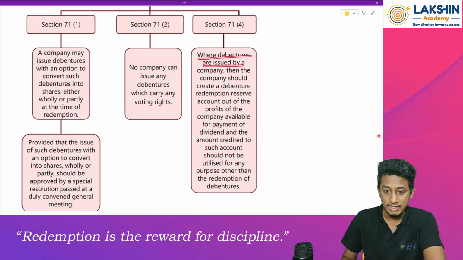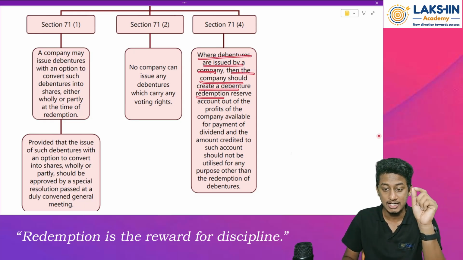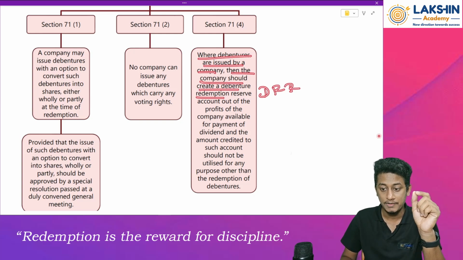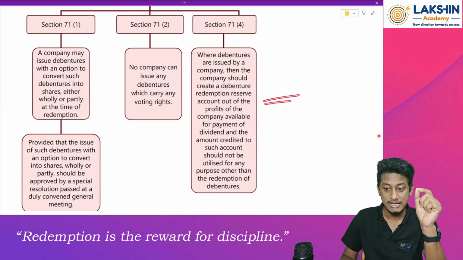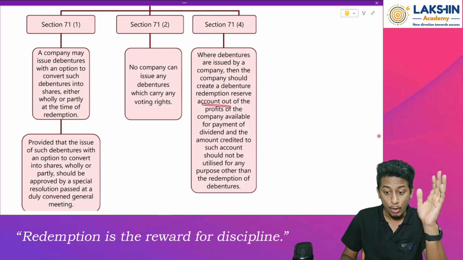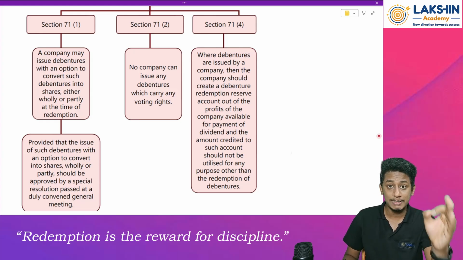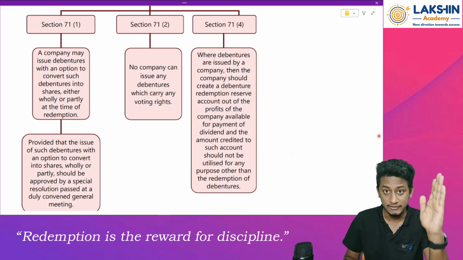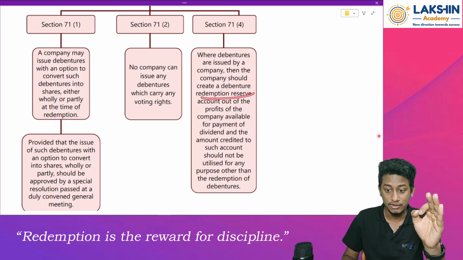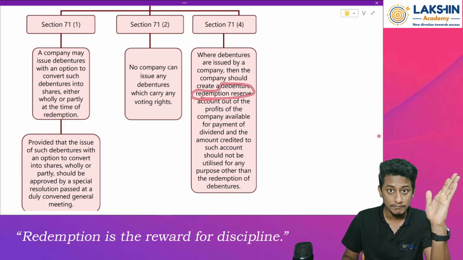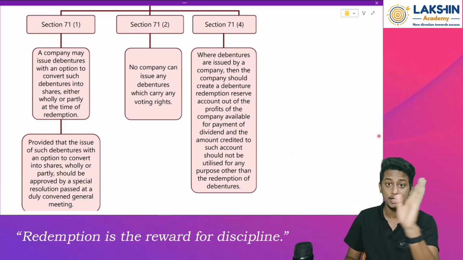Where debentures are issued by the company, the company should create something called the Debenture Redemption Reserve, DRR, out of the profits of the company available for the payment of dividend. Once again, only the divisible profits or distributable profits as a dividend can be utilized towards creation of the Debenture Redemption Reserve. But this reserve is not like your CRR. CRR is different and DRR is different.